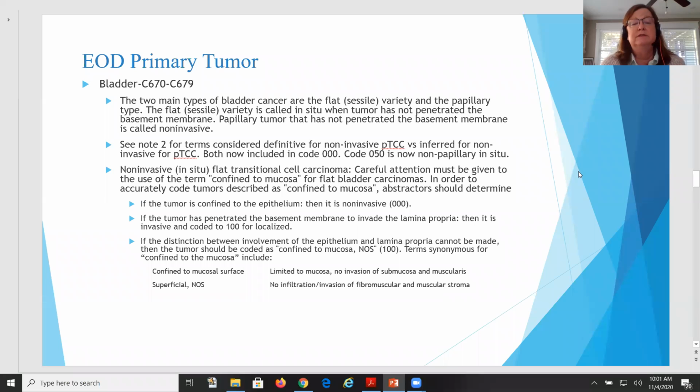Terms synonymous for confined to the mucosa include confined to the mucosal surface, superficial NOS, limited to the mucosa, no invasion of submucosa and muscularis, and no invasion or infiltration of the fibromuscular and muscular stroma.